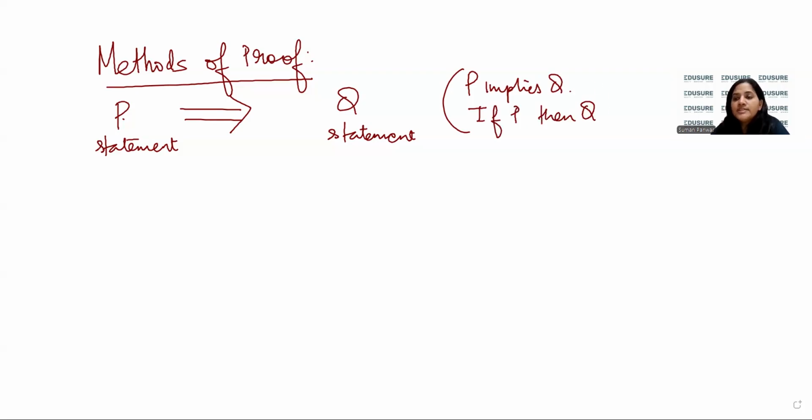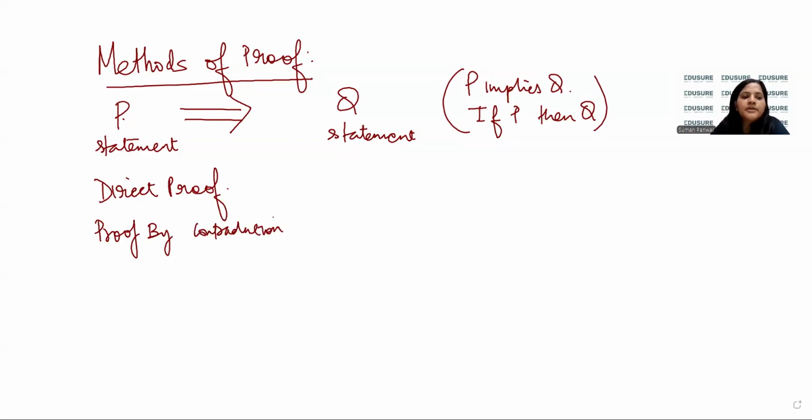Suppose we want to prove this. There are various methods of proving such things. One is the direct proof method. The other is proof by contradiction. The third one is proof by contrapositive. So we will be discussing each case one by one, and let's take an example.